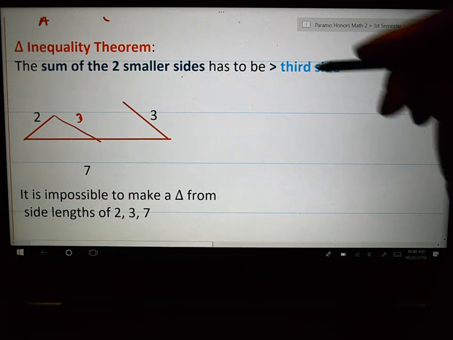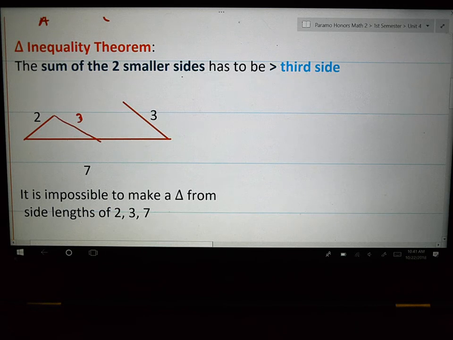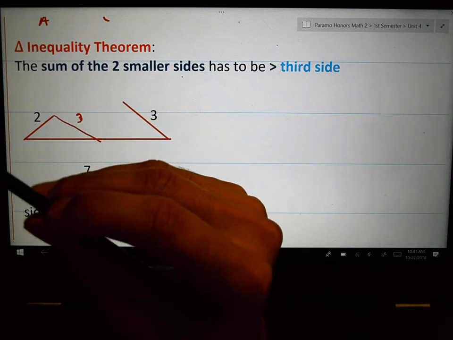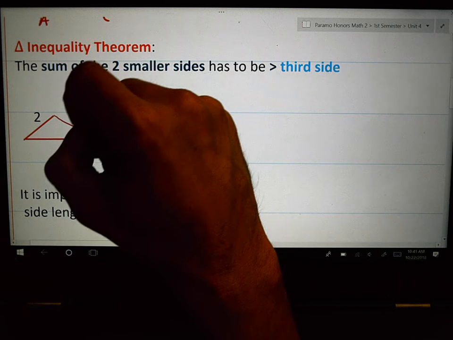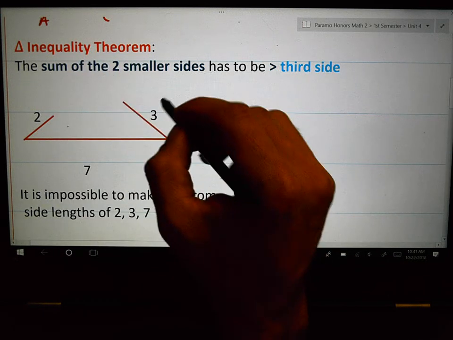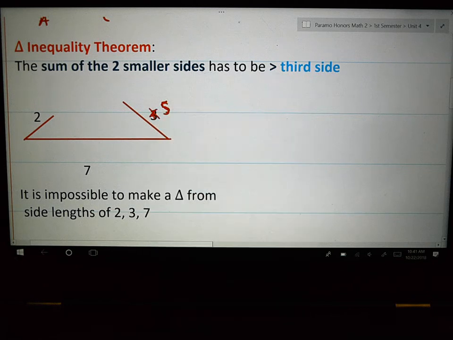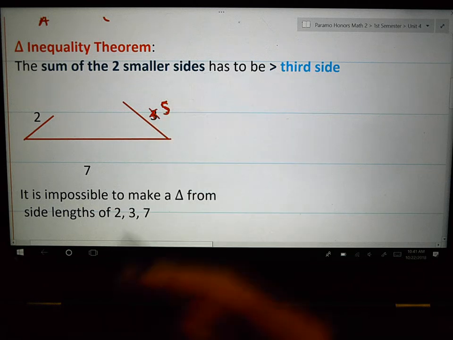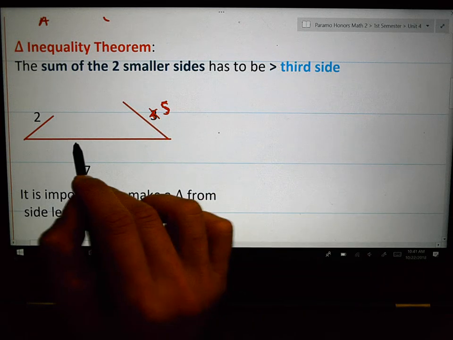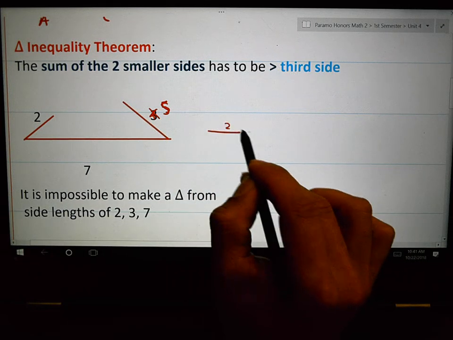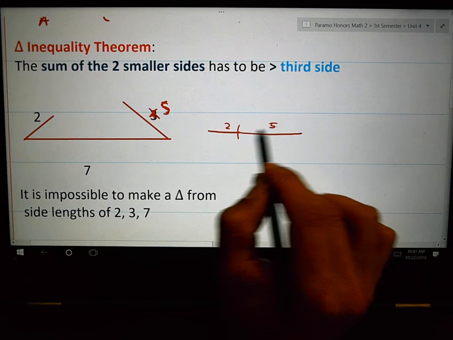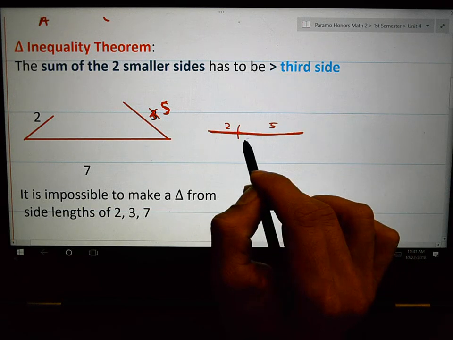In order for you to make triangles end to end, the two smaller pieces have to add up to be greater than that third piece. As somebody asked in my other class, they said, Mr. Parama, what if it wasn't 3? What happens if it was 5 and 2 and 7? And I said, well, then what you would eventually have is a 2, and you would have a 5, and you would have a 7.